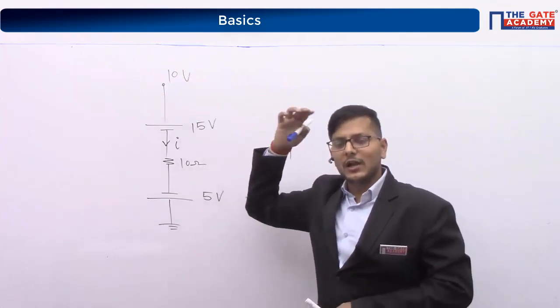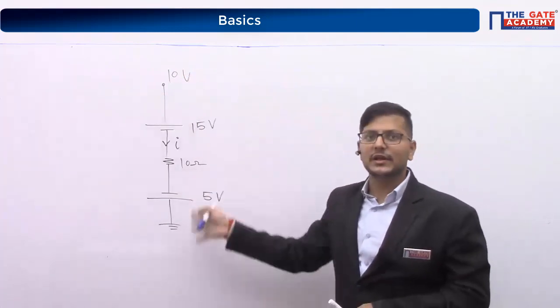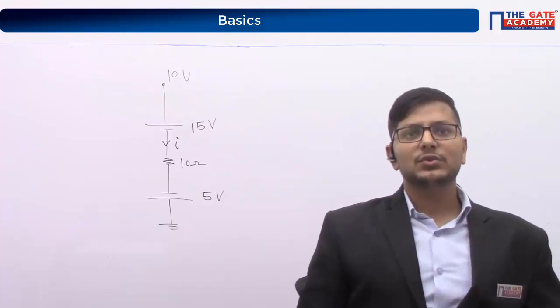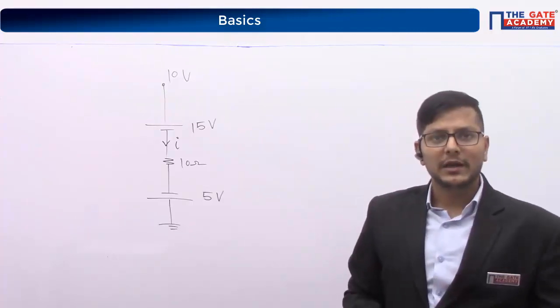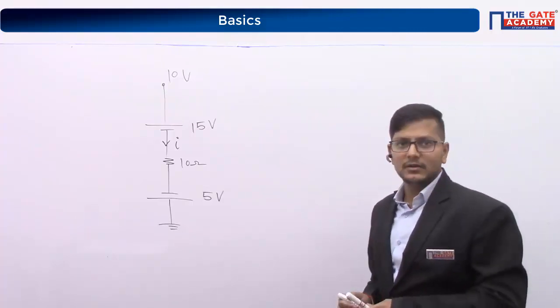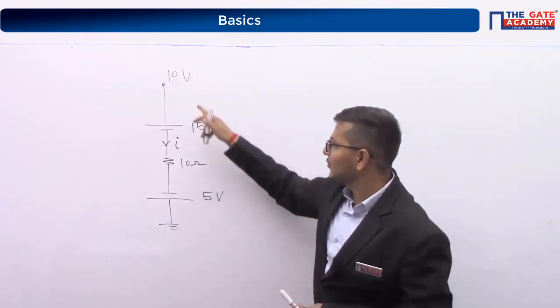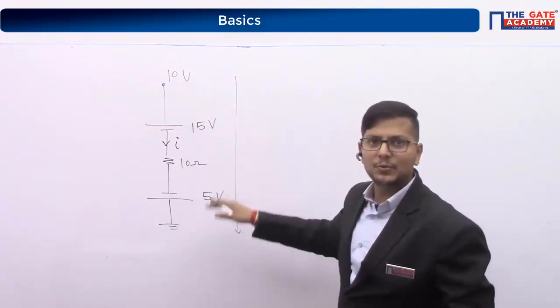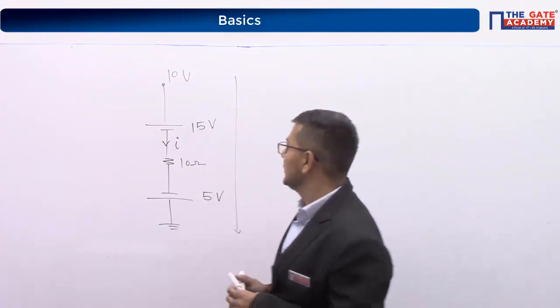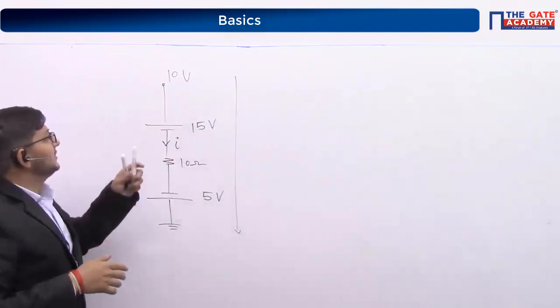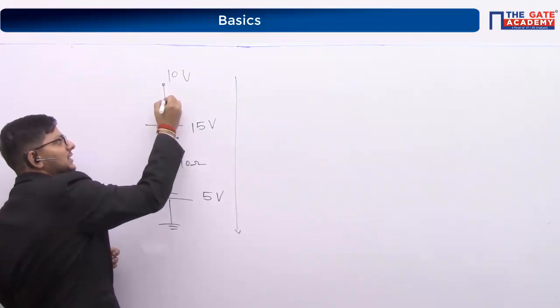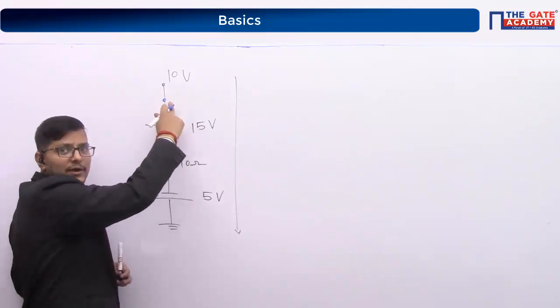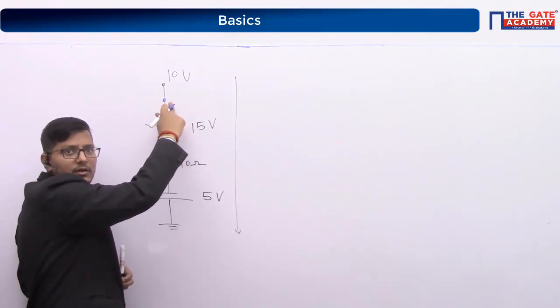Okay, all of you guys, just tell me what is the current through this circuit. Let me find out what the current is. Let us start KVL from here to here. I'm going to apply the KVL from up to down. So this is the battery. Can you tell me what is the voltage at this point?